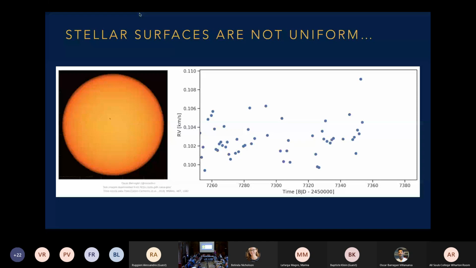And so I thought I'd put this one up again. Oscar showed it earlier in the week. It's a beautiful image of the sun and the radial velocities of the sun, and you can see how the solar spot features impact the radial velocities we get. So in theory, if we're fitting a Gaussian process to our data and getting some information from that, then we should be able to pull out some information about physical processes on the star.